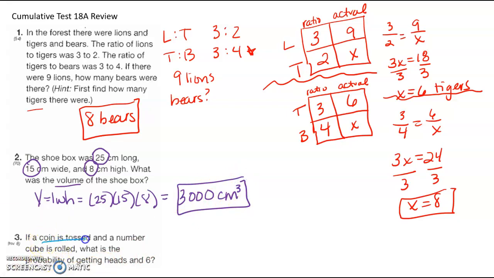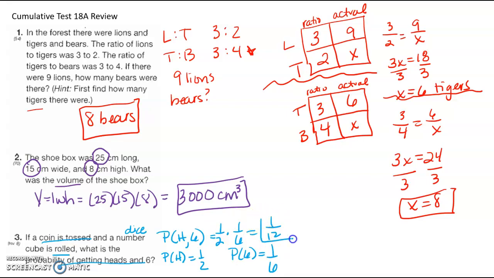If a coin is tossed and a number cube, which is a dice or die, is rolled, what is the probability of getting heads and 6? So we want the probability of heads and 6. This is a compound probability, so we have to multiply. The probability of heads is 1/2. The probability of 6 is 1/6. 1/2 times 1/6 is 1/12.